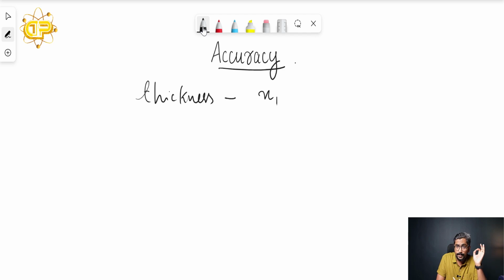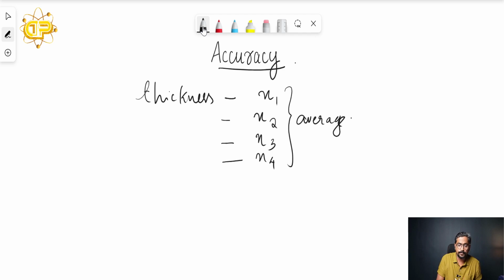What we are going to do is take 2 to 3 values again. So x2 will be my next reading, x3 will be my next reading, x4 the next, like that. A minimum of 3 readings should be taken while measuring the thickness or any physical quantity. Then we take the average, and that average will be the true value.